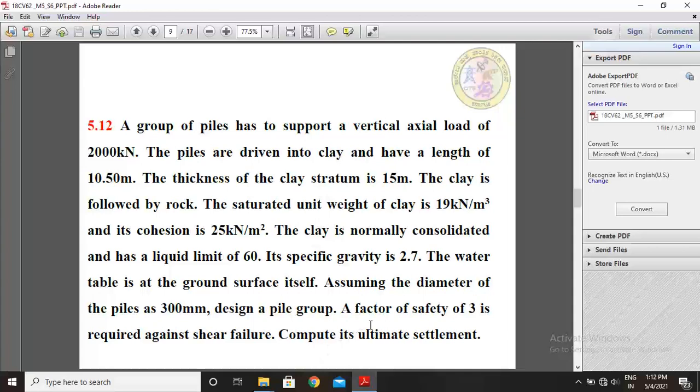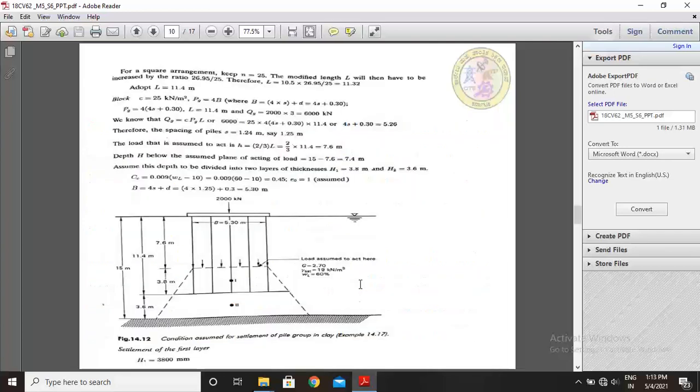Compute its ultimate settlement. So this problem is based on settlements. How to solve? See in this slide, the above problem's solution. Based on the given data, a diagram is plotted. Now see step by step.